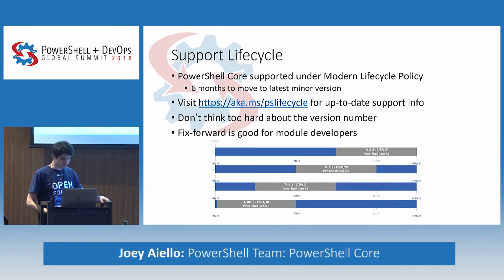So again, don't think too hard about the version number. It's the uber point there. So what would 7 look like?